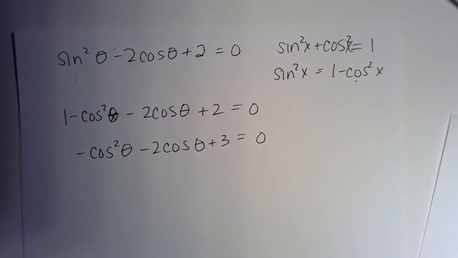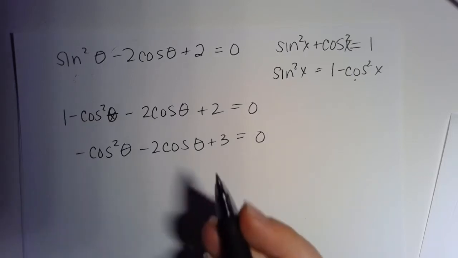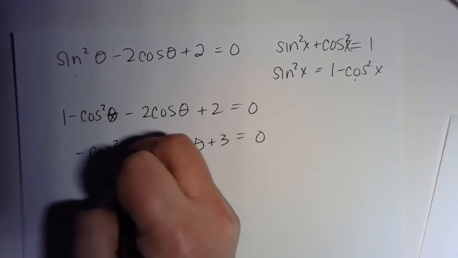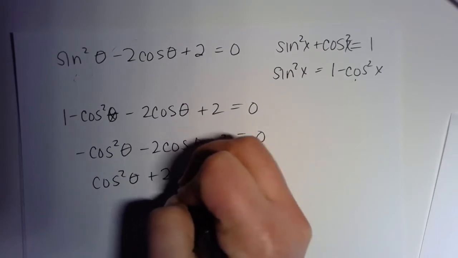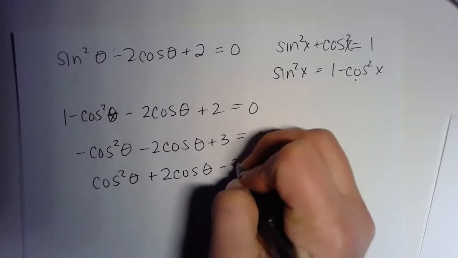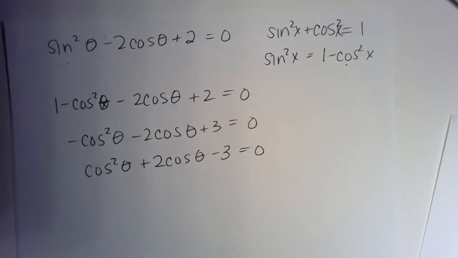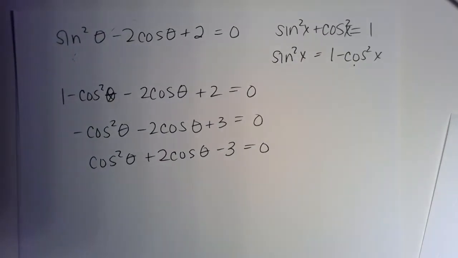All right, so this is just like if I had an x squared, I wouldn't want to factor with the negative x squared in the front. So I'm going to multiply all my terms by negative 1. So that means I'll have cosine squared theta plus 2 cosine theta minus 3 equals 0. So I just multiplied everything by negative 1.